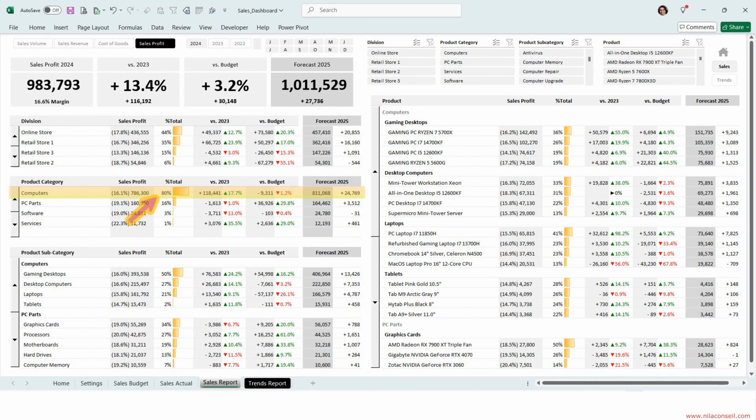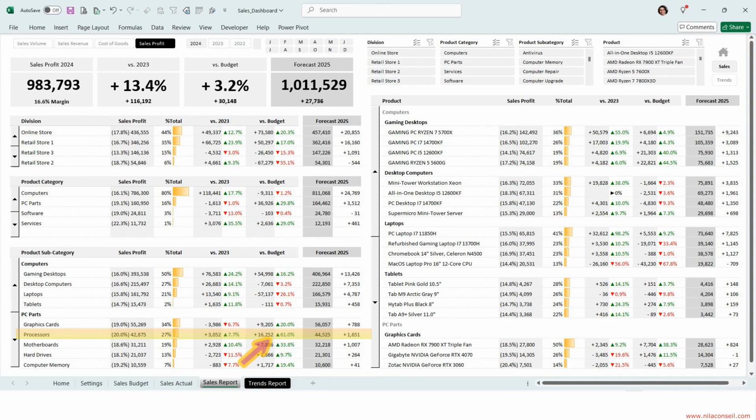Computers are the most profitable products. Gaming computers sales represent more than 50% of computers sales profit. But desktop computers are the most profitable computers. Their profit margin is 16.6%. Gaming computers profit increased by 24%. It was also greater than budget.